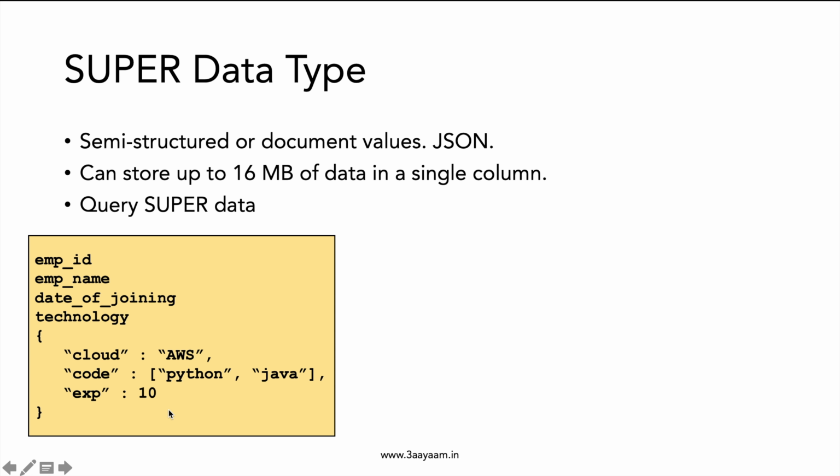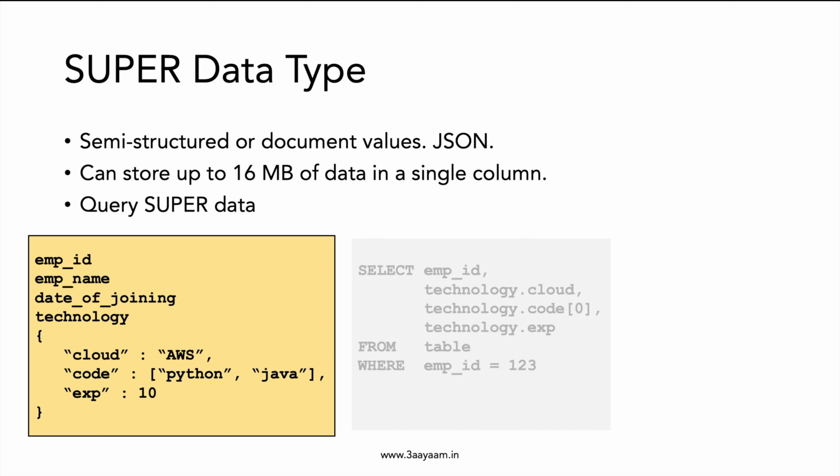As it is JSON, we have key and value. The first key is cloud, whose value is AWS. The second key is code, whose value is an array, and it has two elements. The 0th element is Python and the first element is Java. So this is an array. And then we have experience, which is an integer, and the value is 10.